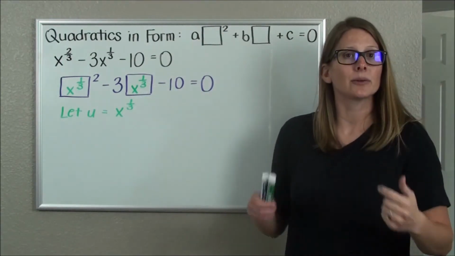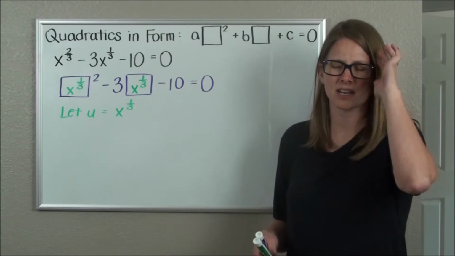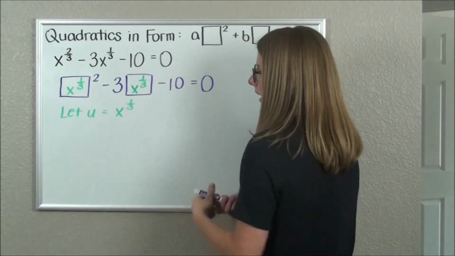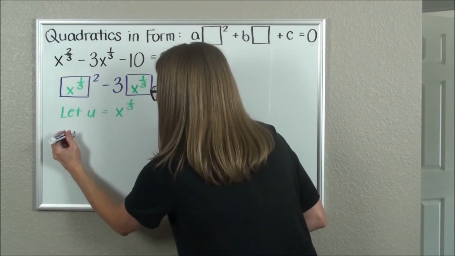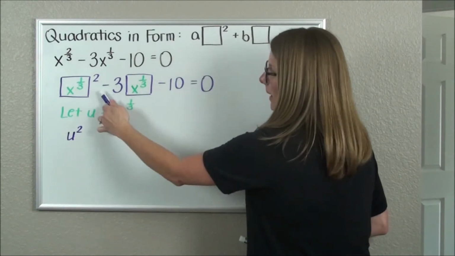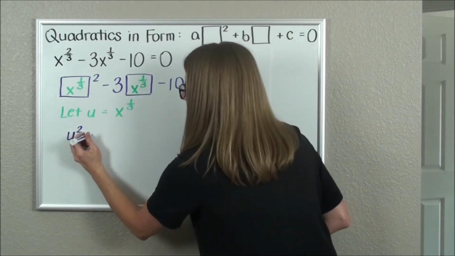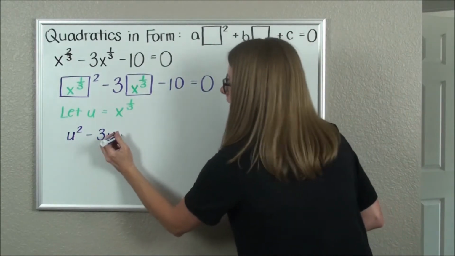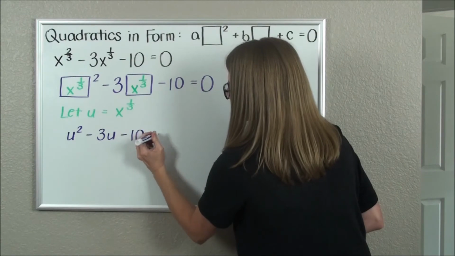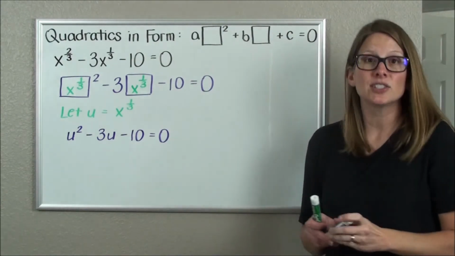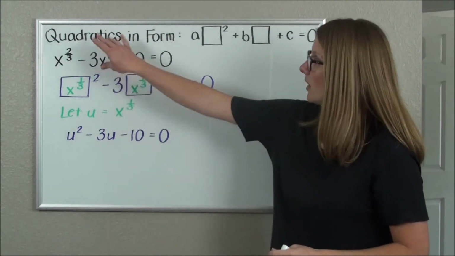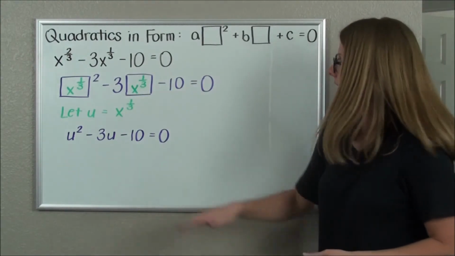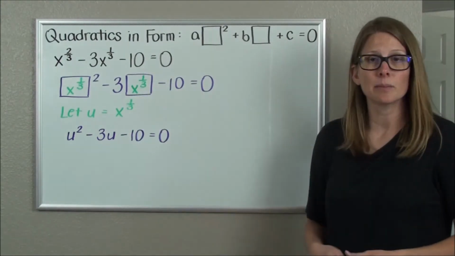So every time I read x to the 1/3, I can just think u every time. So instead of x to the 1/3 squared, I'll say u squared. Instead of minus 3x to the 1/3, I'll think minus 3u. And then minus 10 equals 0. This is a much simpler looking equation. Instead of all these fraction exponents, it's now a nice clean quadratic. And again, if it's set to 0, I can start by factoring.